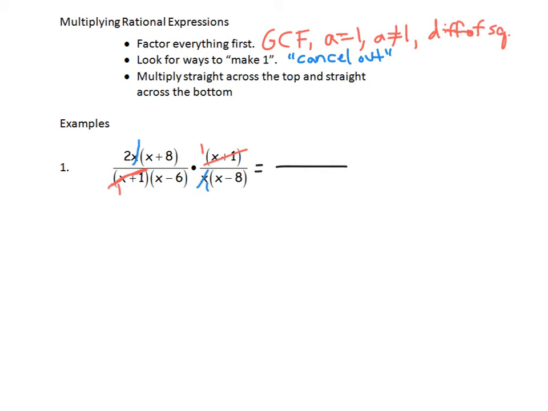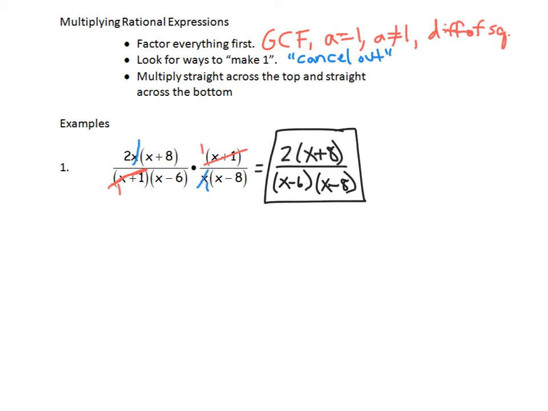So what we're left with in the numerator, if we just multiply straight across the top, we have 2 times x plus 8 times 1, and that's it. So we have 2 times x plus 8. In the denominator, we have 1 times x minus 6 times 1 times x minus 8. So we have x minus 6 times x minus 8. This is our final answer when we multiply those fractions.